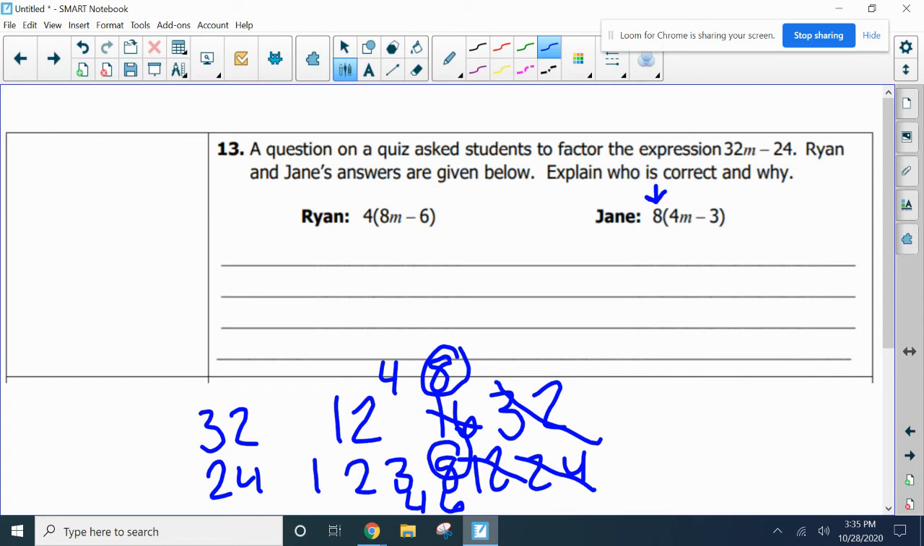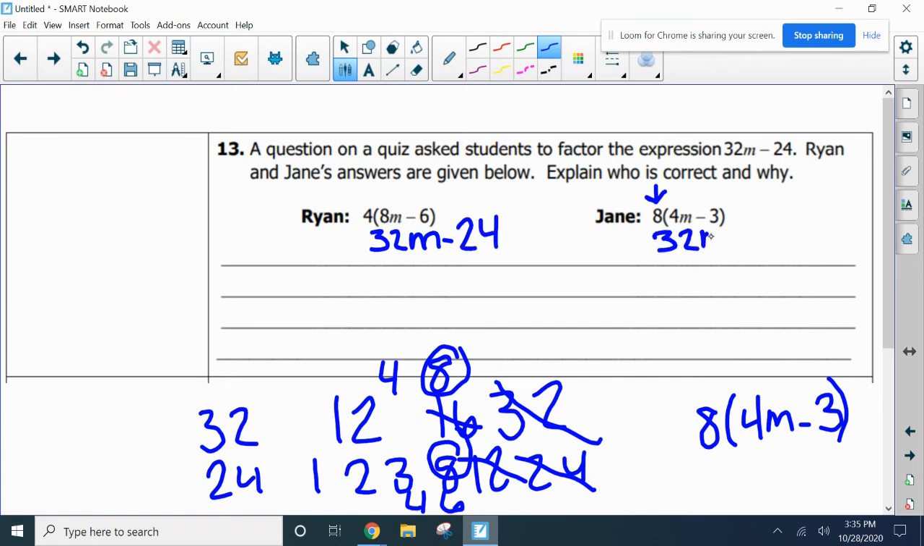So let's finish out the problem. So we know our factor is 8. 32 divided by 8 is 4, so 4m, bring down your minus. 24 divided by 8 is 3, so 4m minus 3. Well, we know that 4 times 8 is 32m. Bring down our minus. 4 times 6 is 24. We know 8 times 4 is 32m, and 8 times 3 is 24. So when they both multiplied it out, they got the right expression, but Ryan did not pull out the greatest common factor.